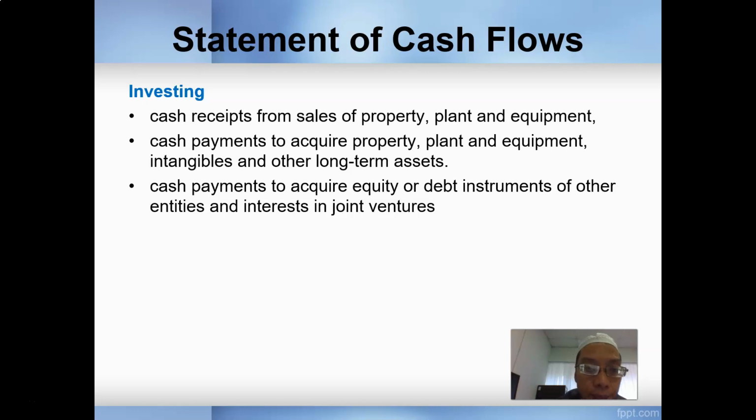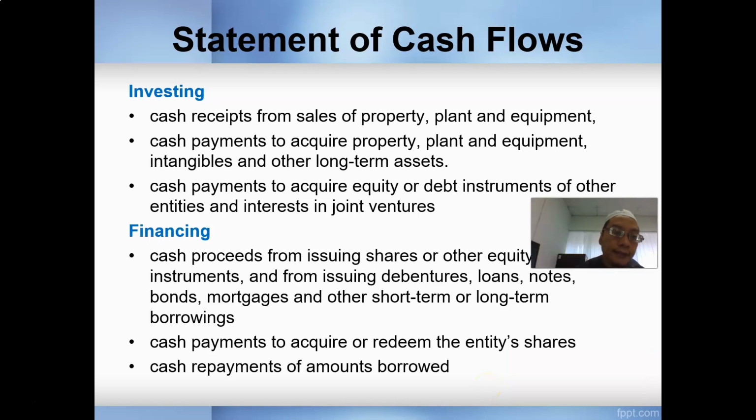Next is cash payments to acquire property, plant, and equipment, intangibles, and other long assets. So when the company pays out cash to acquire these fixed assets, it is considered as an investing activity. And then cash payments to acquire equity or debt instruments of other entities and interest in joint ventures. So if a company invests money in other companies, in other equity capital or debt capital, that is considered as part of investing activities.